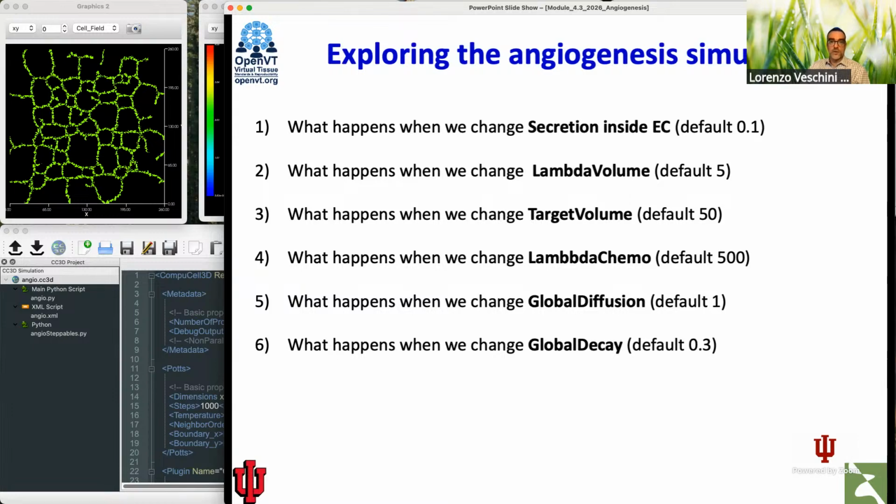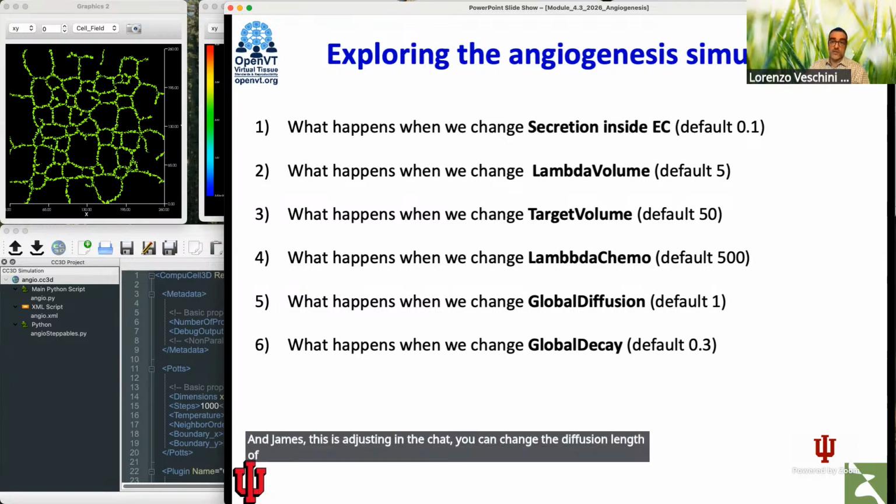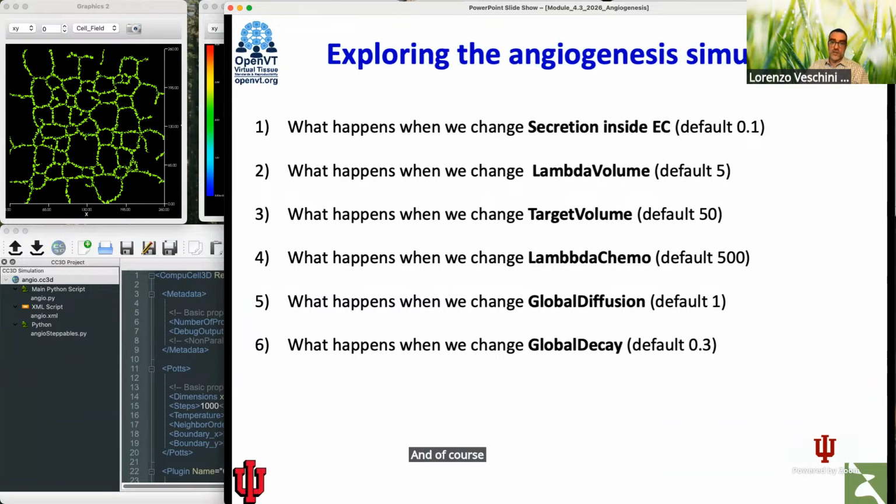I repeat what James is suggesting in the chat. You can change the diffusion length of VEGF, which is very interesting in this model. Of course, you change it by changing the diffusion coefficient of VEGF. You can make it longer, or very short. What happens to the networks? Does it form at all?